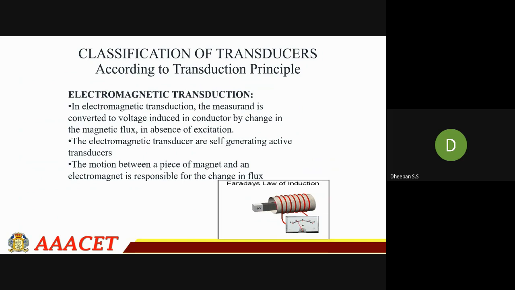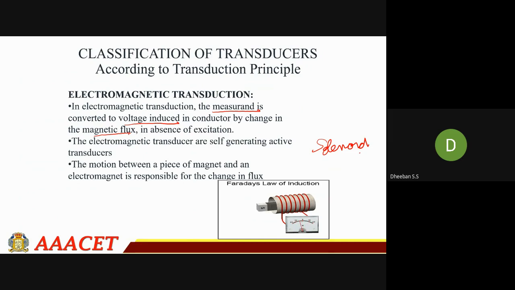Coming to the electromagnetic transduction, this is based upon the electromagnetic principle. You know about the solenoid, right? So a solenoid will be formed. The measurement is converted to a voltage induced in the conductor by a change in the magnetic flux. The electromagnetic transducers are self-generating active transducers.